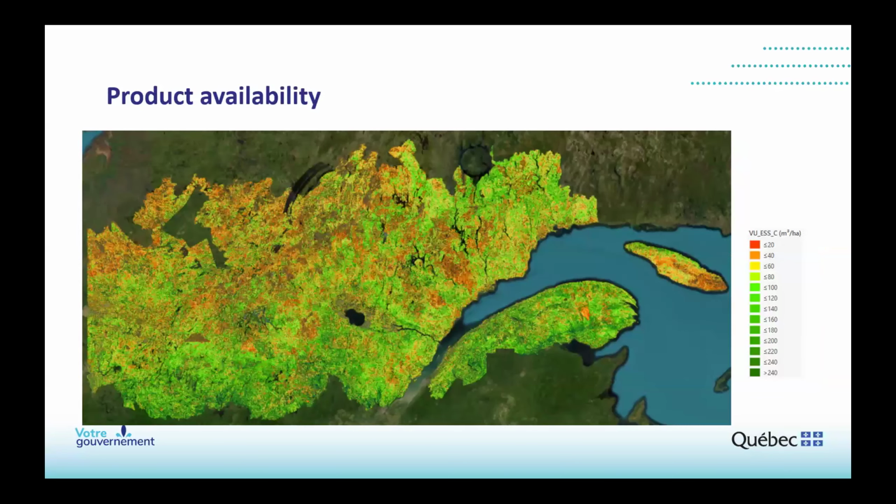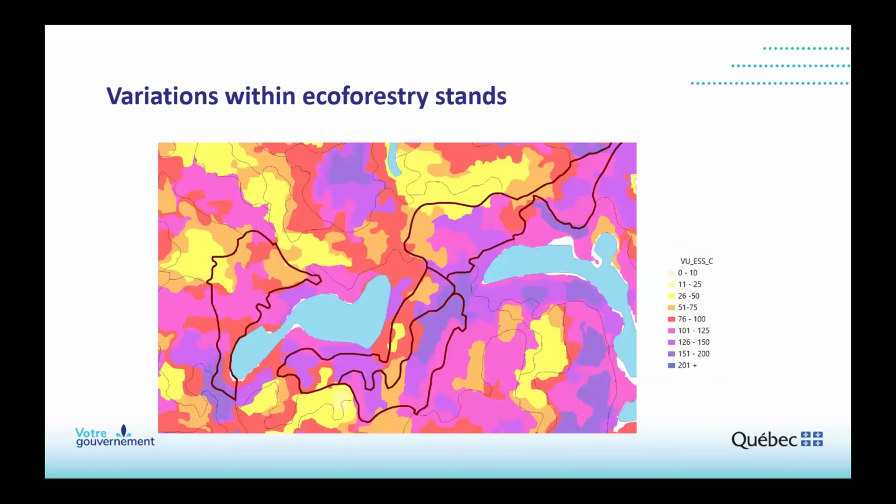The product is only available in the northern part of our manageable forest. This type of forest is easier to model and contains only softwoods. Right now, we're trying to do the modelization on the southern part for hardwood and mixed forest. This product is really great because there is now variation information within our eco-forestry stands. So as you can see, these are our stands, and there is variation of different information within those stands.